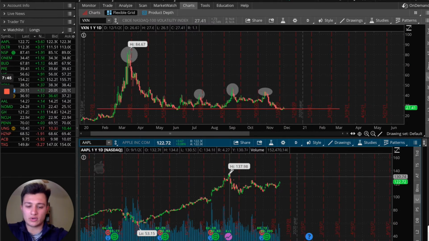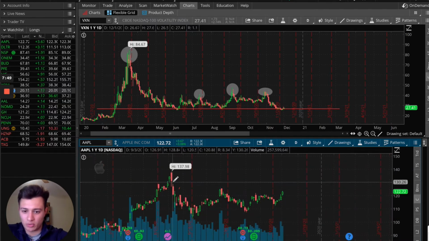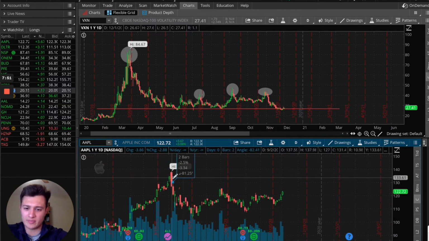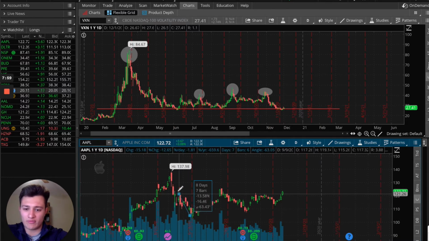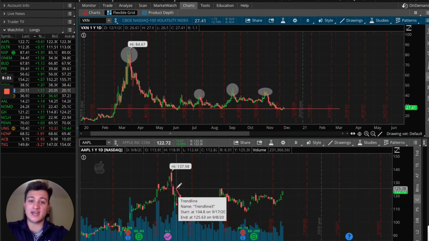So this might not look like a significant drop, but when we zoom in here, you can see after this initial pullback of around 4 or 5%, it continued to go on and sell off for another 15, 16%. And obviously, Apple is a very strong company, and if you've ever traded it before, you know that a 4 or 5% pullback in a single day is pretty significant.